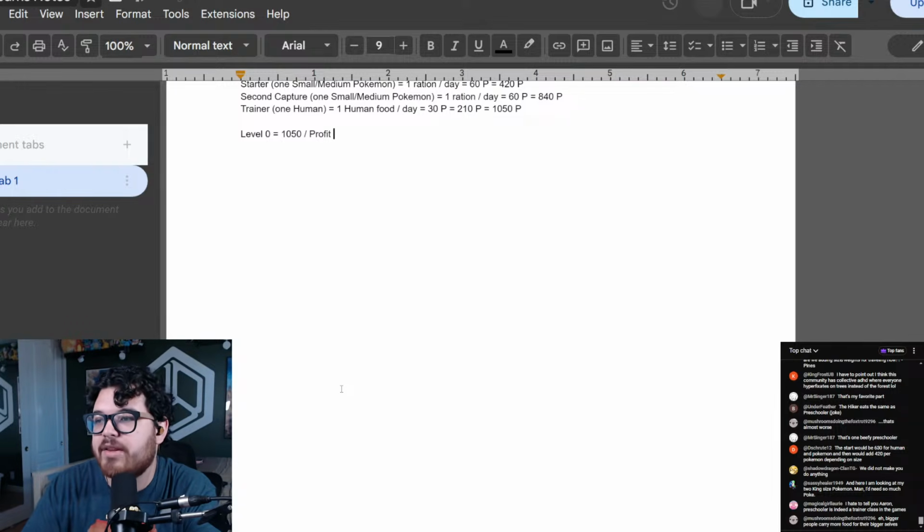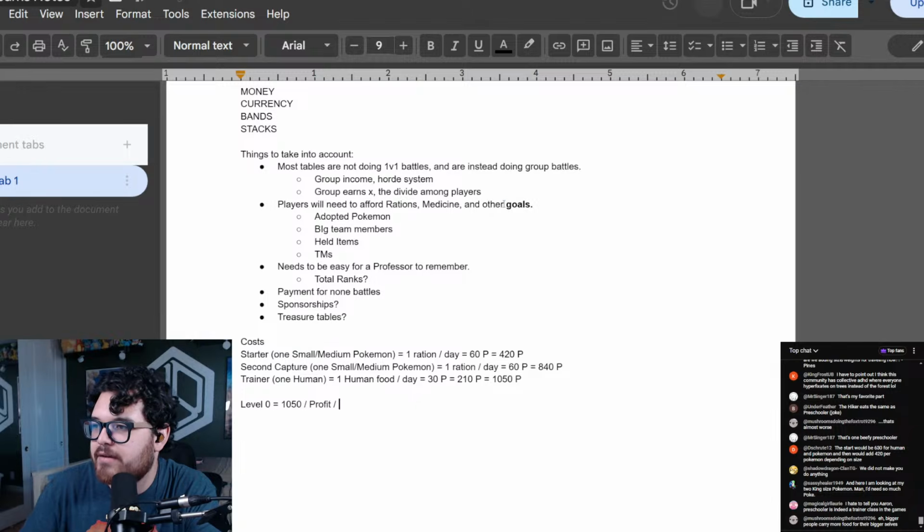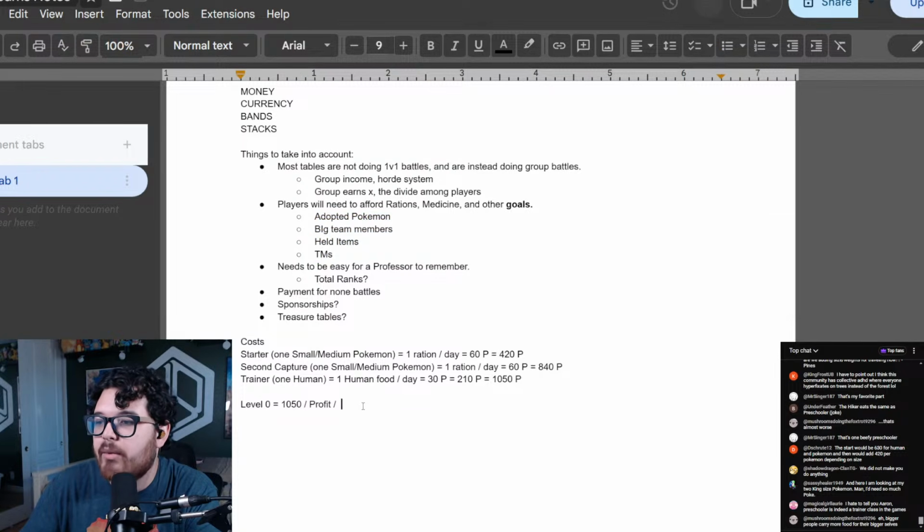I mean, that's kind of it. We also want them to have profit as well. So then the question is... wait, no. Sorry. Profit is included for them to do their goal stuff. So we want them to be able to build towards whatever they want to add to their team, whether it be exotic Pokemon, Apex members, held items, TMs. But then we also want to talk about medicine as well.